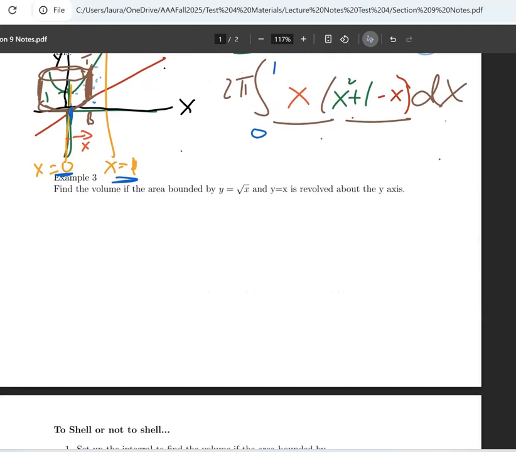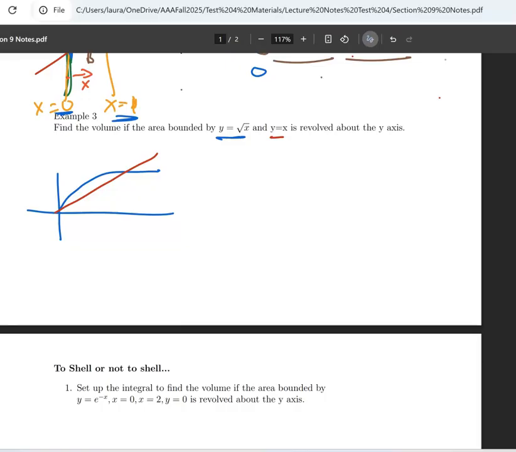Okay, let's try another one here. So y equals square root of x. Square root of x looks like that. Y equals x looks like that. Okay, so this one, let's think about what the area contained is. It's right in here. So this does not say use shells.